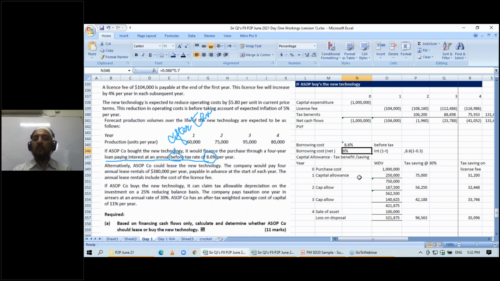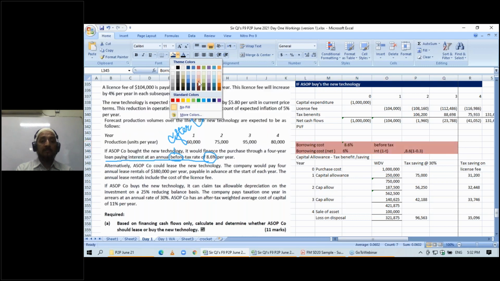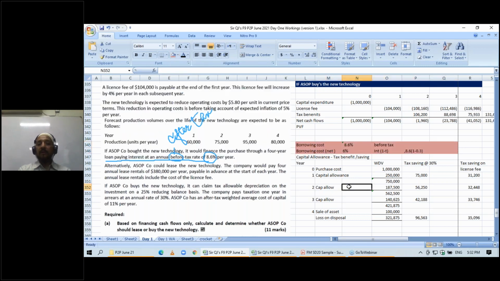So the discount rate for this question that will be used is 6%. Please, I'm highlighting this area, the borrowing cost area, which you can see in light maroon. 8.6 was the before tax borrowing rate, and we'll be using the after tax borrowing rate. So the present value fraction that will be taken over here will be 6%.